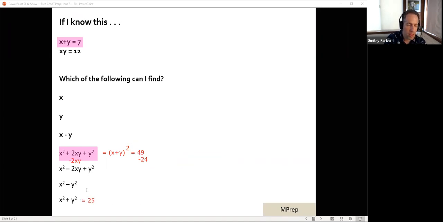In other words, another way to think about it is that if I know that this squared, x squared plus 2xy plus y squared, is 49, and if I know what this piece here is, I know that value, and I know how to double it. If it's 12, double it is 24, then I can find that other value. So I can definitely find this, exactly.